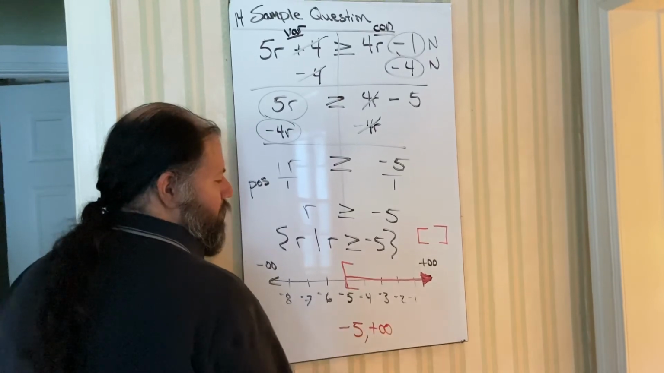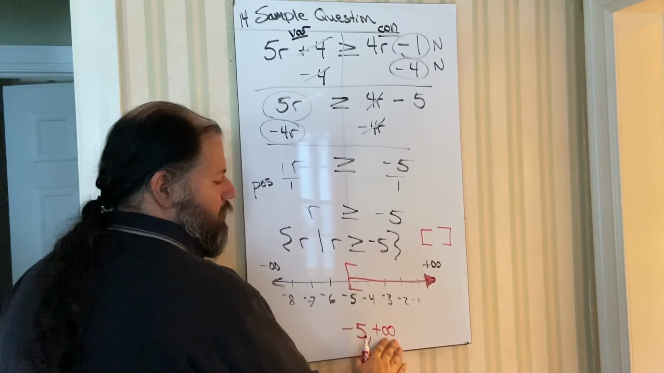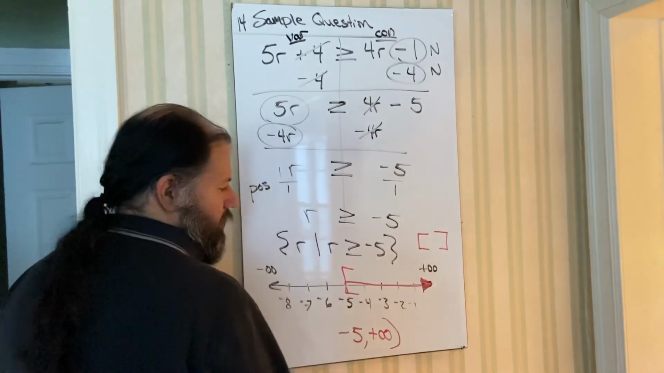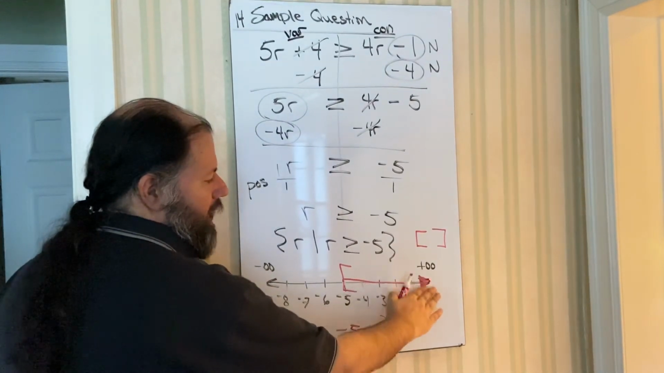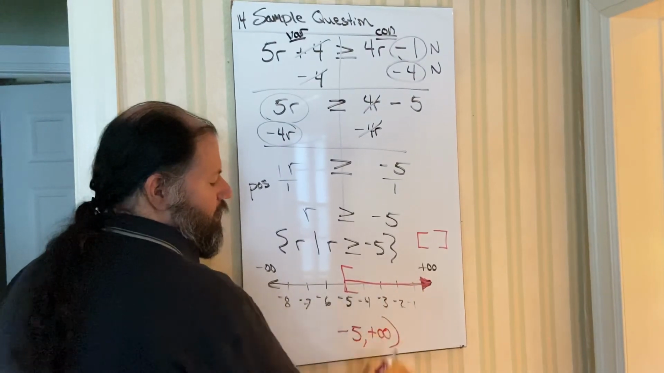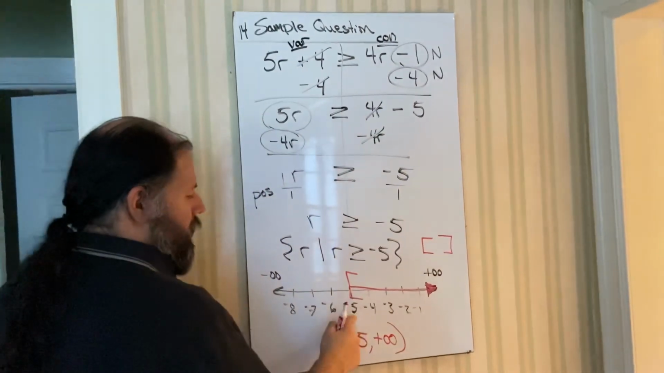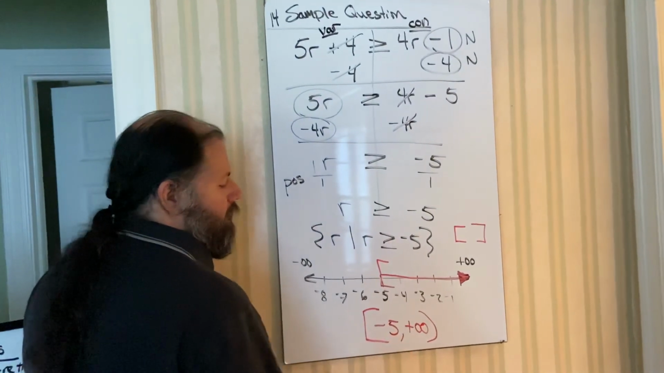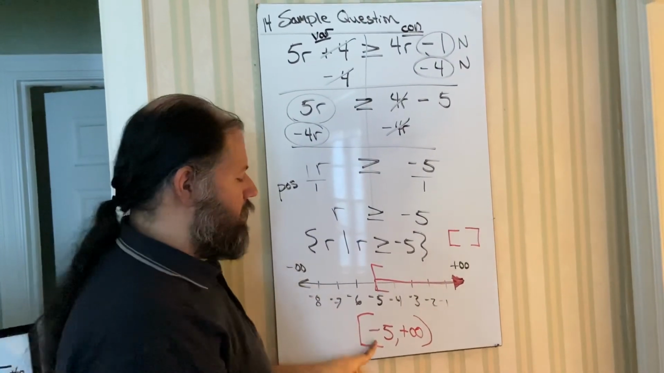Small, large. Because this has an infinity symbol, no matter what, we use parentheses. Because remember, at infinity, there's no bracket or parentheses. Just remember, it's always parentheses for infinity. And at -5, notice bracket, so you're going to put a bracket on the -5 side. There's your interval notation.